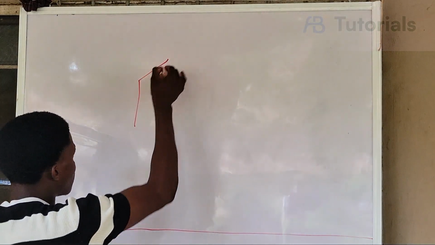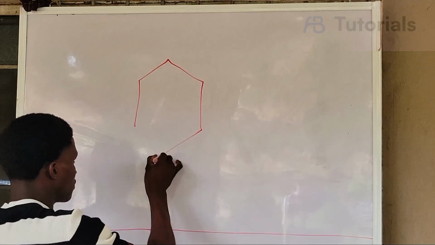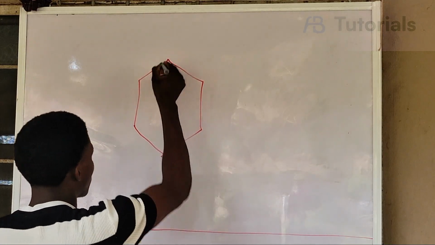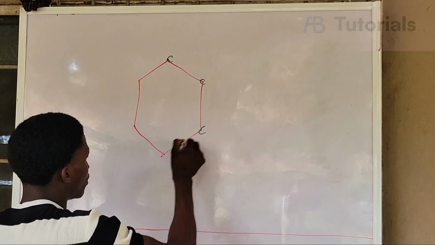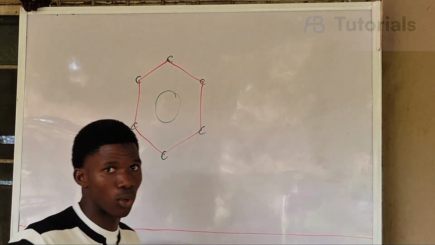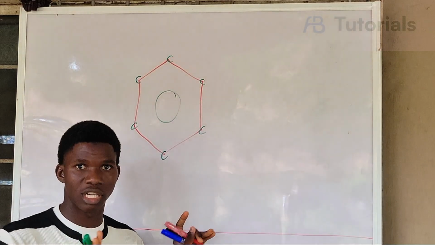This is our benzene ring, right? We are all familiar with this. Don't forget, we have a carbon here, carbon, carbon, carbon, carbon, and carbon. So this is the structure of our benzene. That is all about benzene.